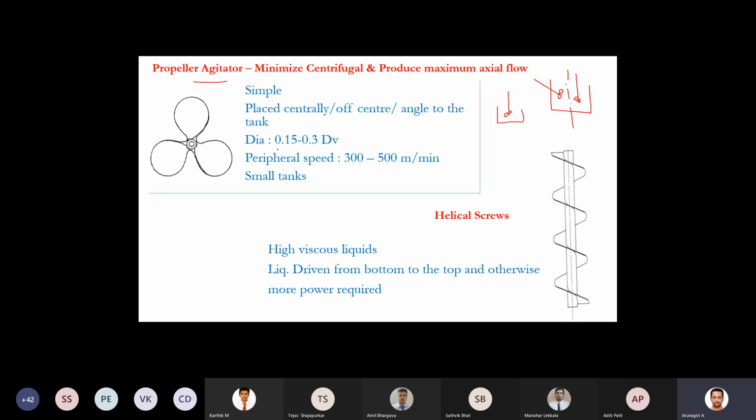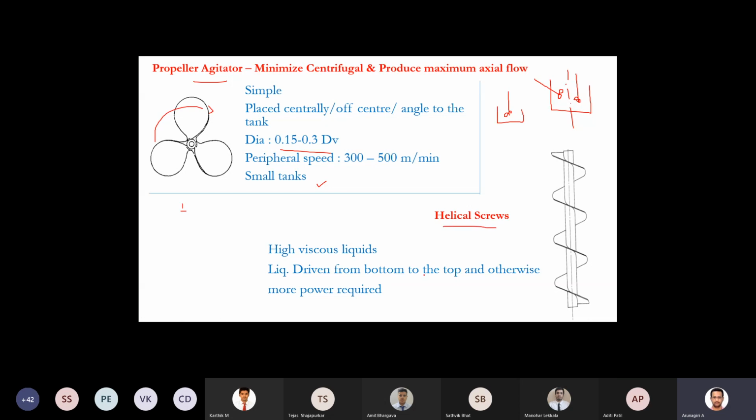Okay, so the diameter is normally 0.1 to 0.3 times the diameter of the vessel that we have seen. 1 by 3 means 0.33 times the diameter of the vessel. The peripheral speed will be 300 to 500 meters per minute. Okay, so this type of propeller agitator is normally used for small tanks.